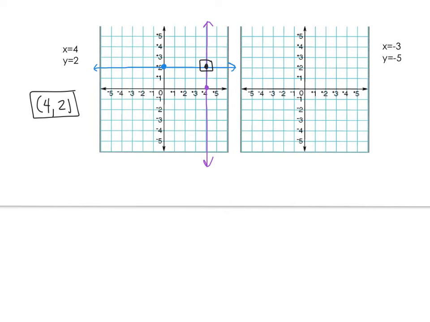Okay, on this one, x is at -3. And y is at -5. And they intersect right here with a solution of -3, -5. So make sure that when you write, so this is the solution, make sure that you always give the solution in a system of equations, because that's the actual answer.